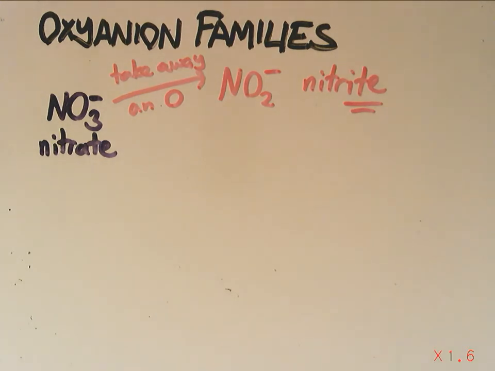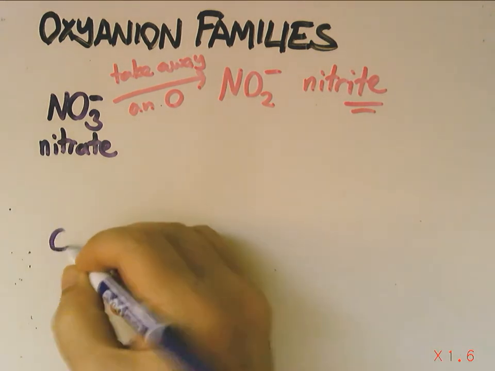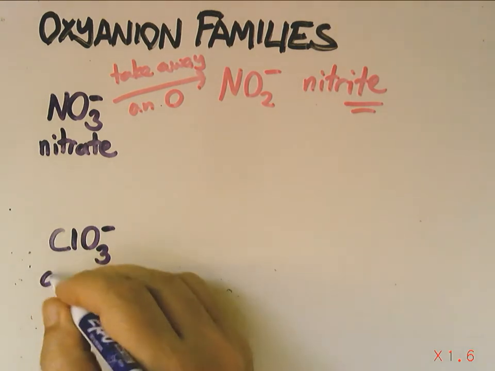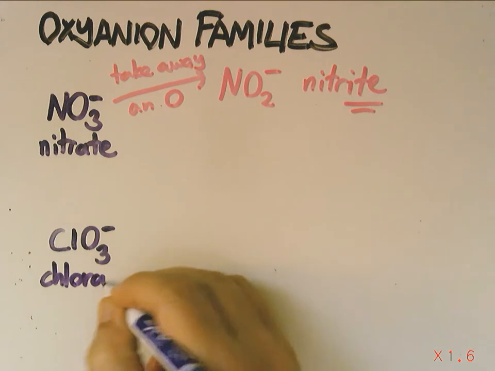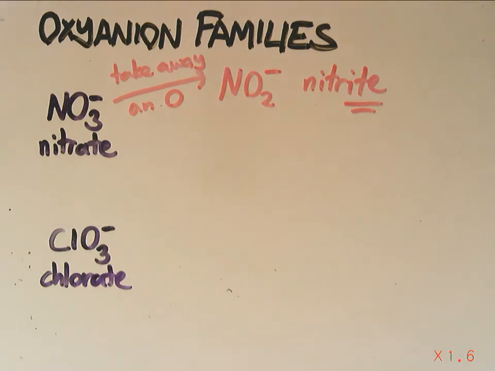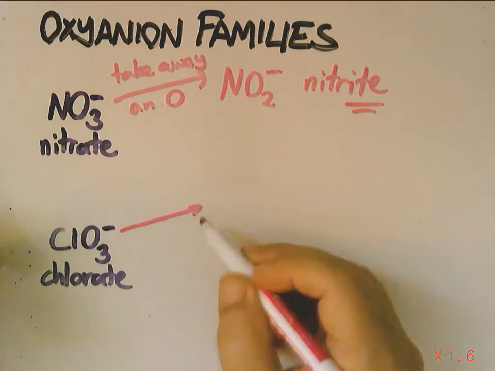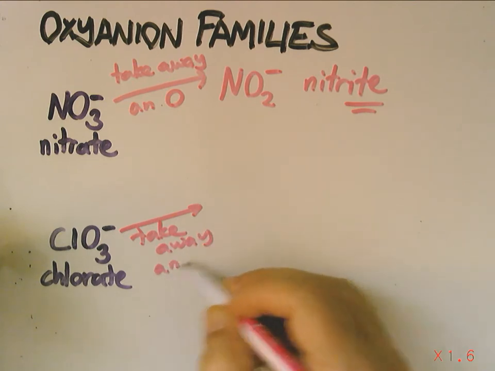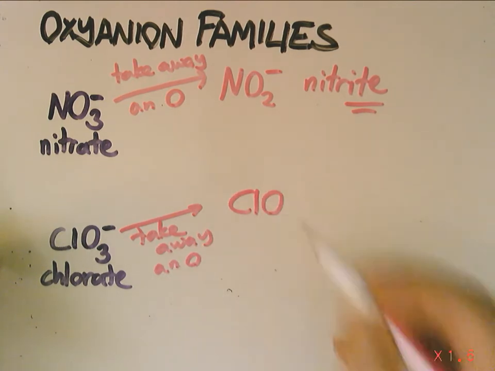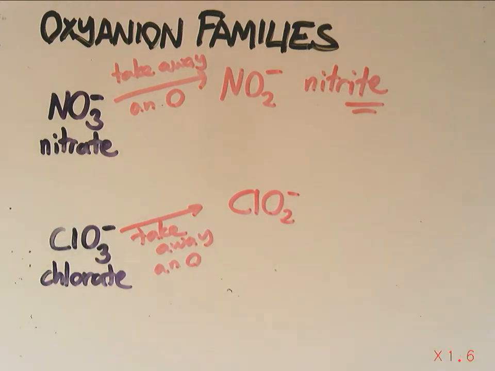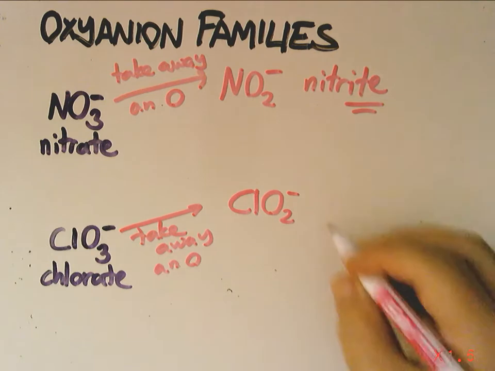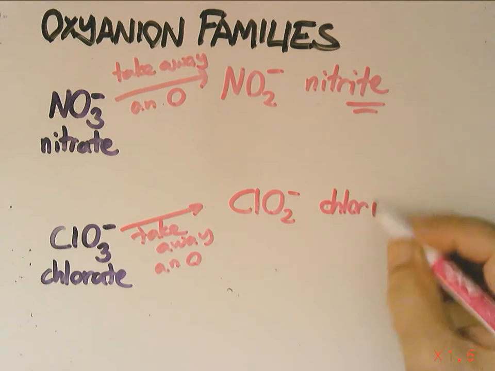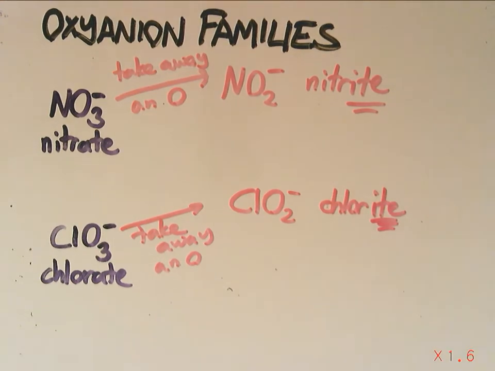So let's try that again with another ion. Here we have chlorate from our list in the last video. If I take away an oxygen, I'm going to get ClO2 minus. So notice when I take away the oxygen, I leave the charge the same. What would I call this then? Ite.